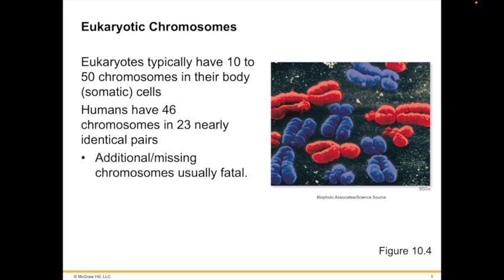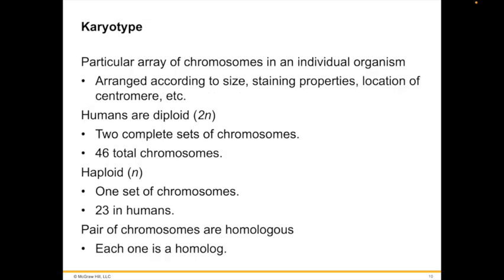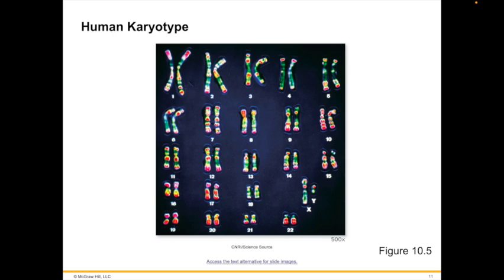The particular array of chromosomes an individual organism possesses is called a karyotype, and it is now shown here in figure 10.5. So figure 10.5 shows a normal human karyotype. And there you have that 23rd pair of chromosomes, which is what determines sex. So in this case, this would be from a male.